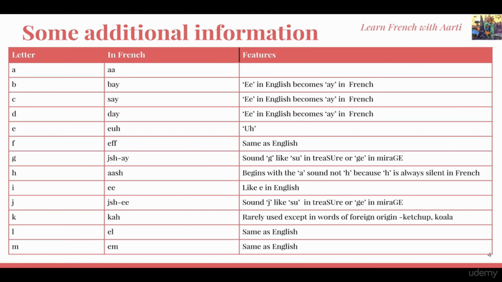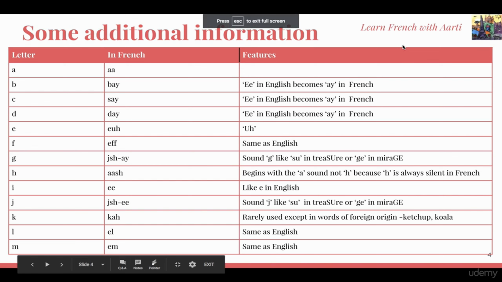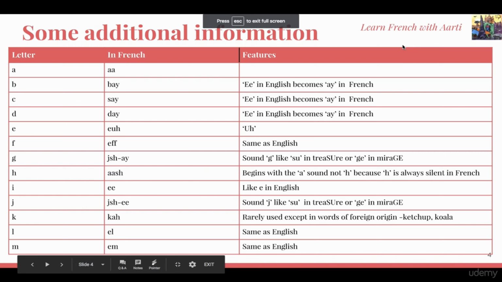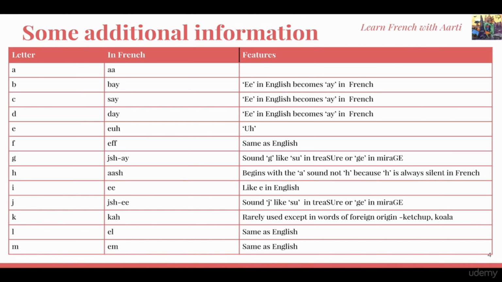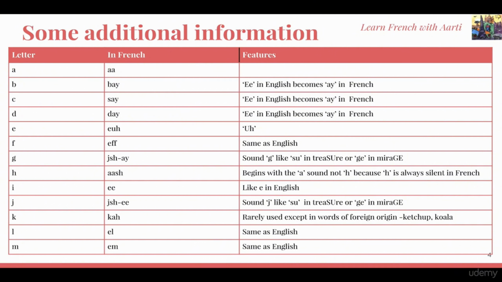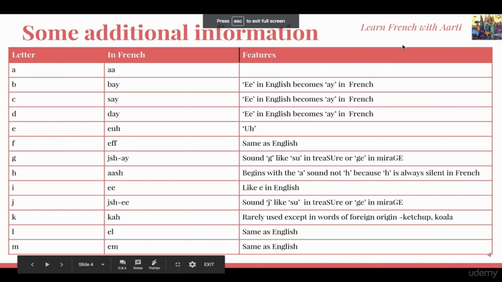J is sounded G, same like G, which was J. J is G, like treasure. It's almost like G and J are swapped around. G becomes J in French, and J in English becomes G in French. K is ka. It's rarely used in French except in words of foreign origin like koala or ketchup.